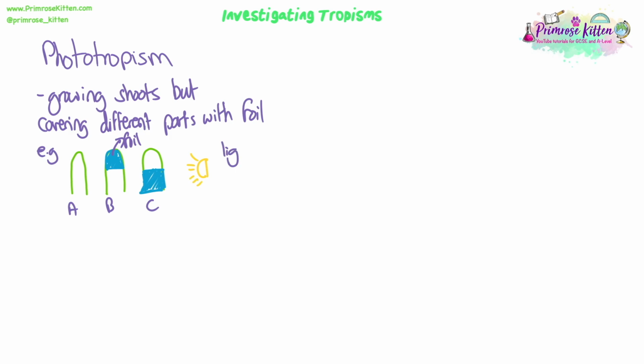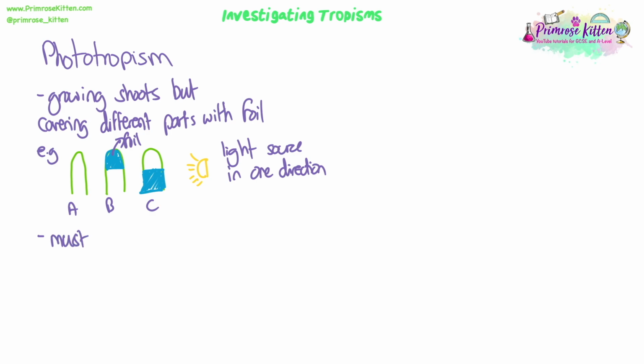We need a light source that's coming in a direction, because otherwise, if you just have a light source above, there'll be no bending or moving towards or away from the light. So we need a light source coming from one direction. We need to have many seedlings, not just 3. We need lots of repeats here.